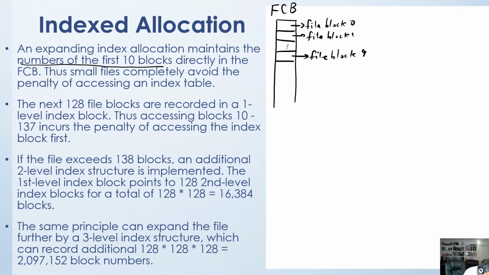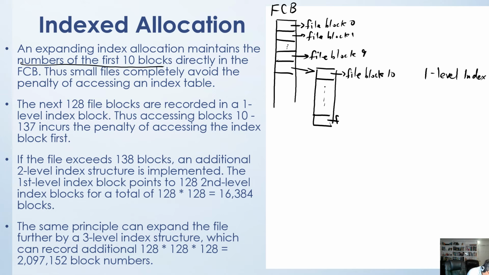Now, what about if the file size is bigger than 10? Then the next 128 file blocks are recorded in a one-level index block. So then the next pointer does not point to the blocks directly, but points to a one-level index. Starting from file block 10, and all the way to file block 137, right? Because the size of this one-level index block is 128, but it's starting from 10, so it ends at 137.